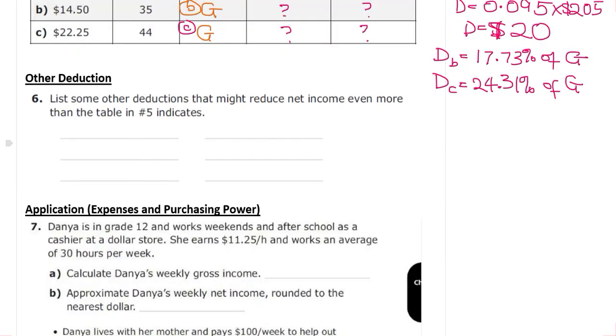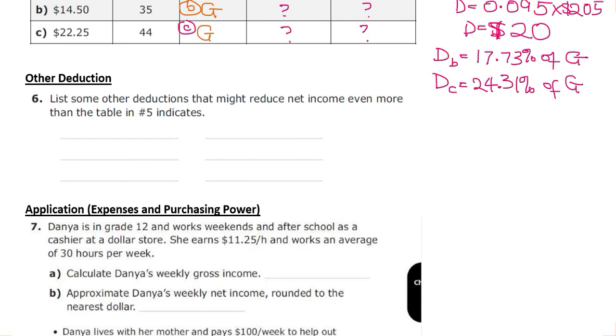And now for number 6, what if you're given other forms of deductions? For example, what are the other things that could be deducted from your gross income outside of the big four? The big four, like we talked about, are the employment insurance, the CPP, which is the Canada Pension Plan, the federal income tax, and finally the provincial tax. So what are other things that could be deducted?